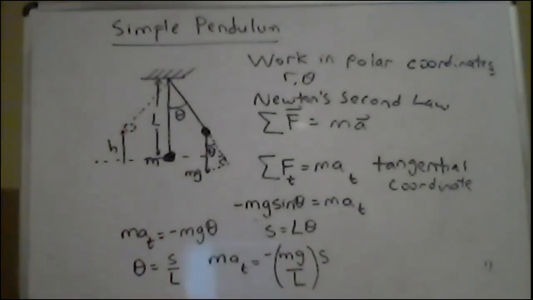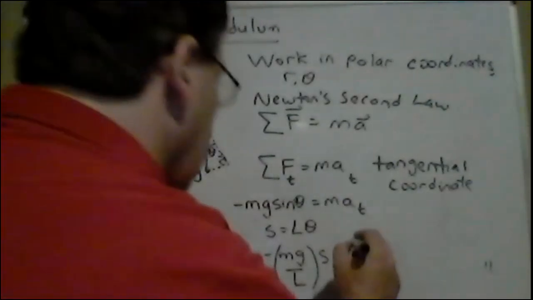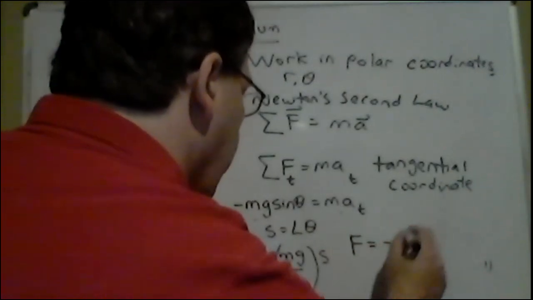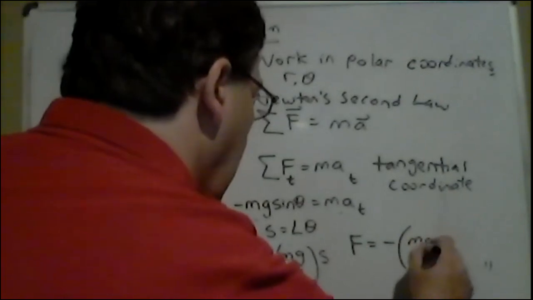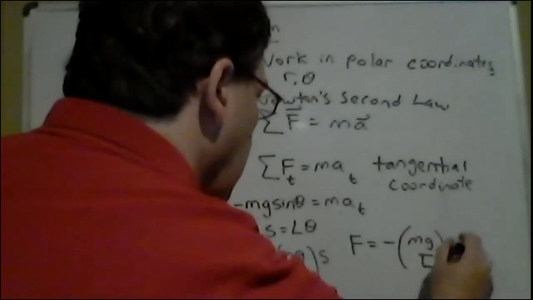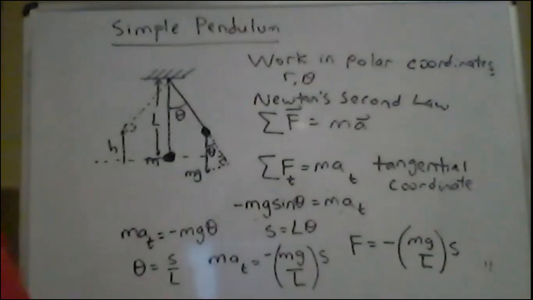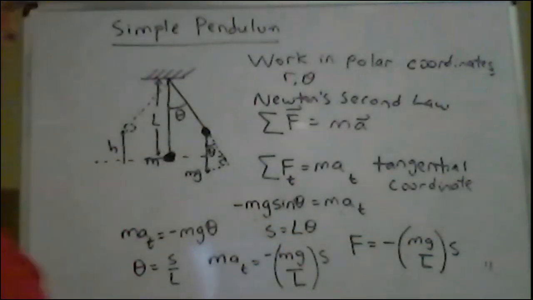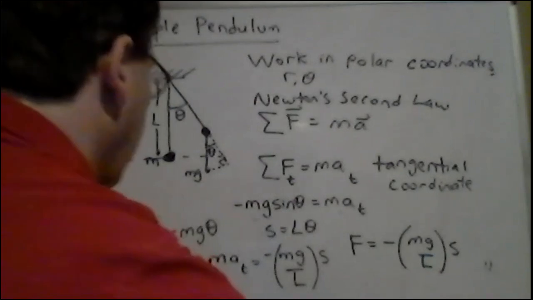All right, so this is an inertial force. So I can actually write this to help you. Force is negative mg over L times S. Okay, what do I have here? Force is negative constant times displacement. Have I seen that recently? Yes, I have, haven't I?